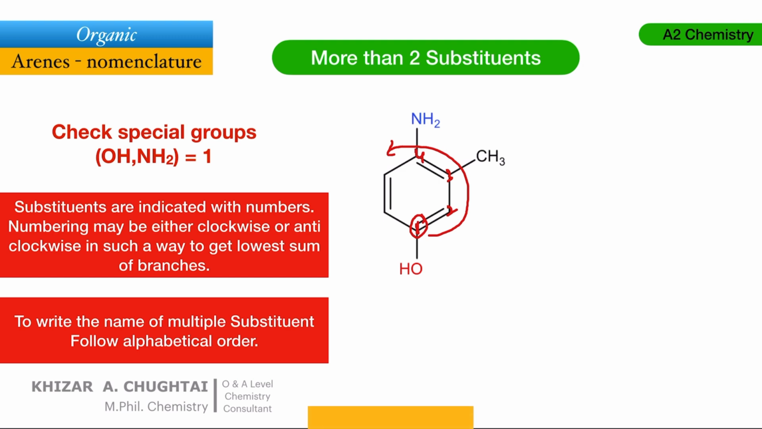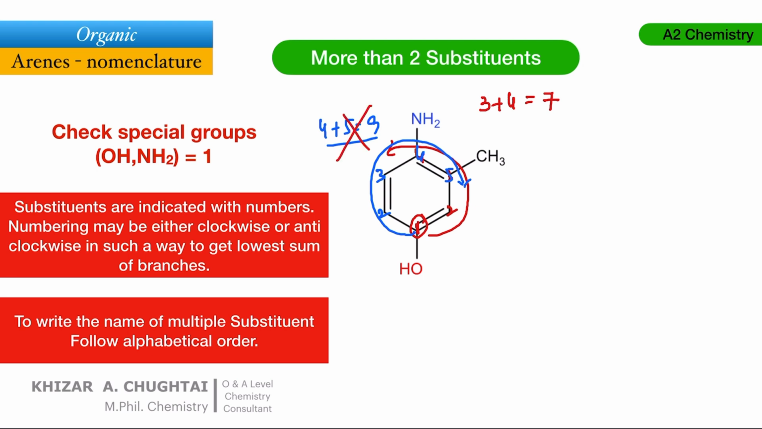If we are going anti-clockwise, then there are 2 branches. One is present at the 3 position, the other one is at the 4 position, and the sum is equal to 7. If we are moving clockwise, then it's 2 position, it's 3, it's 4, it's 5, and the sum of the branch numbers is equal to 9. And you know, the lowest sum will be preferred. So this is incorrect numbering and this is the correct numbering.